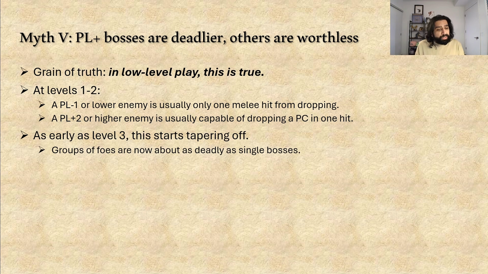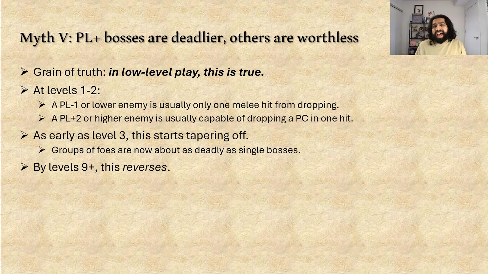You will slowly start seeing that groups of foes become about as deadly as single bosses that share the same XP budget. At level 1, 80 XP of boss, way deadlier than 80 XP of mooks. At level 3, 80 XP of boss might be slightly deadlier than 80 XP of mooks. By level 5, I'd say they're about equal.